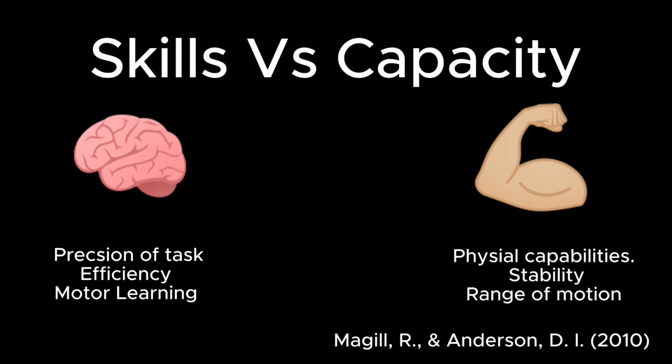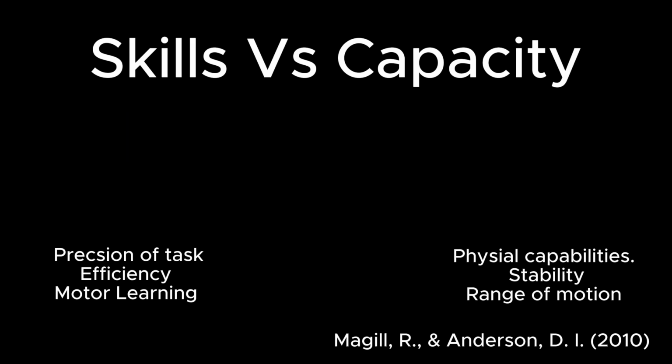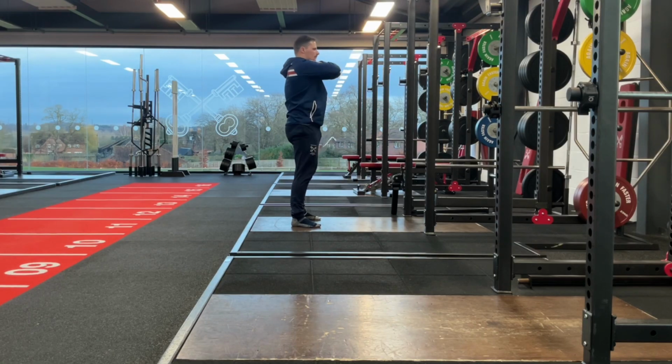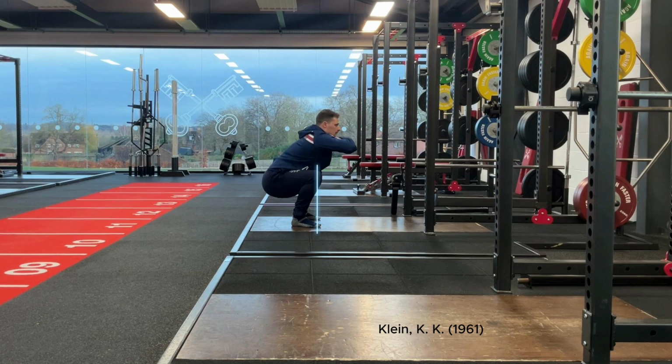Welcome to this vlog where I'll assess movement deficiencies caused by either a skill or a capacity issue. Harry displays a good understanding of the movement, however it can be seen that his knees do not translate past his toes.